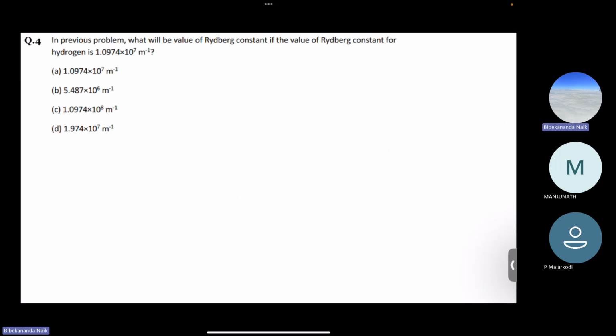Okay, so we will move to question number 4. Question number 4 says, in the previous problem, what will be the value of Rydberg's constant if the value of Rydberg constant for hydrogen is 1.0974 into 10 to the power 7 meter inverse?